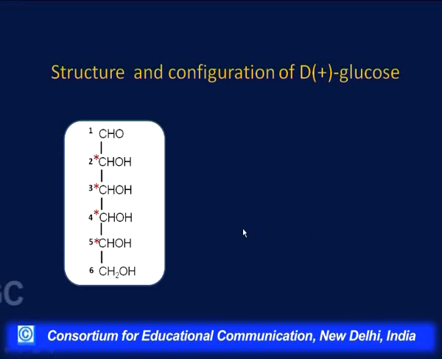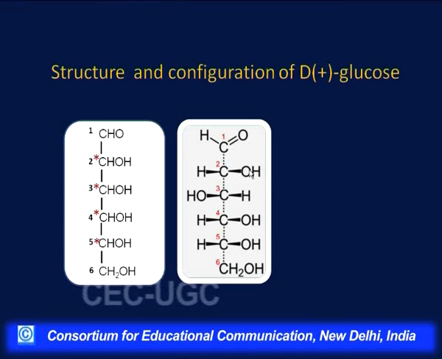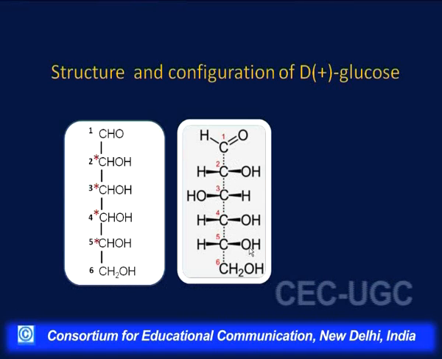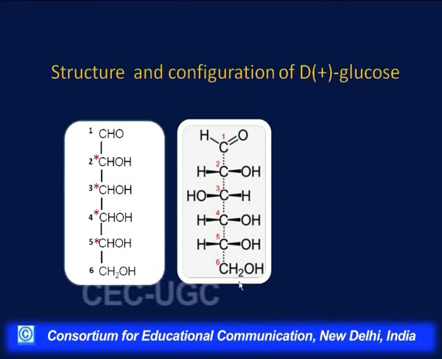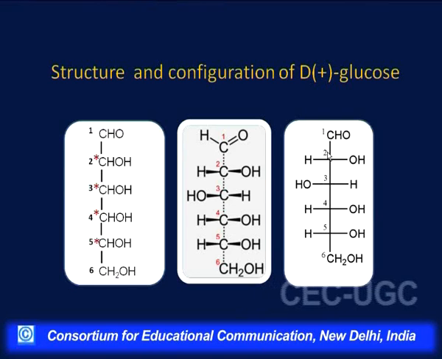In our previous session we had seen how Fischer arrived at a particular configuration for D plus glucose, which is like this: the hydroxyl at carbon number 2 is placed on the right side, then at 3 on the left, then 4 and 5 on the right side. So this is the wedge formula configuration for D plus glucose. Then Fischer gave another method for drawing these configurations as a planar representation. We call it Fischer's representation, or Fischer's formula. So D plus glucose can be written like this in its Fischer projection.